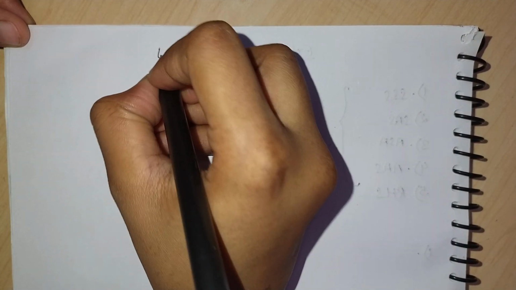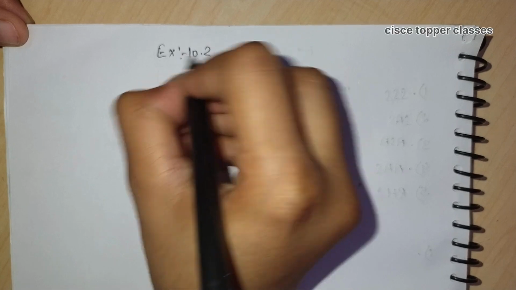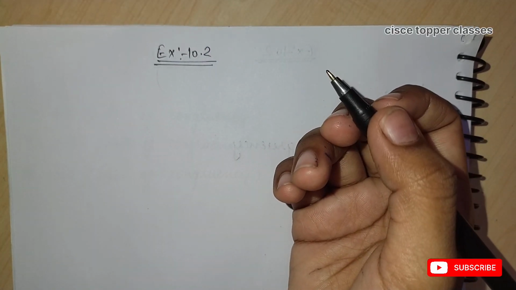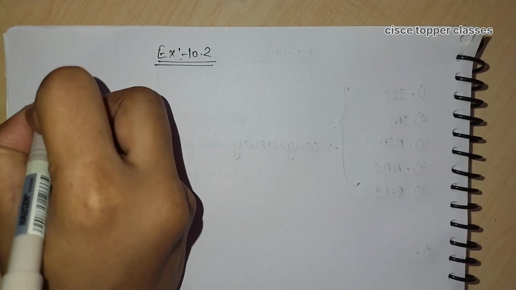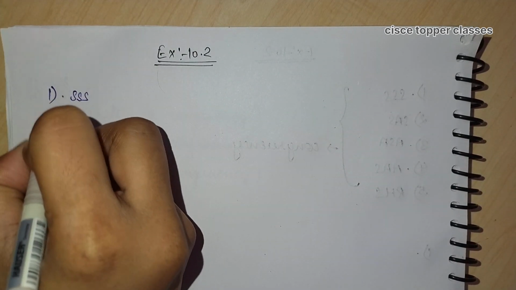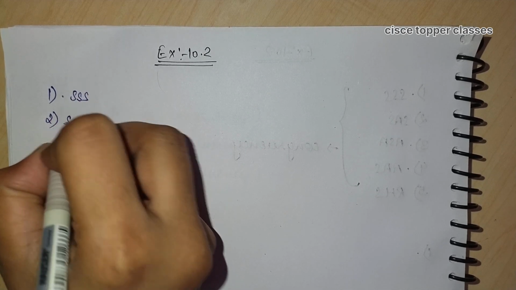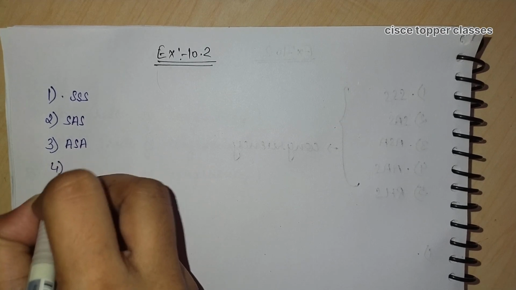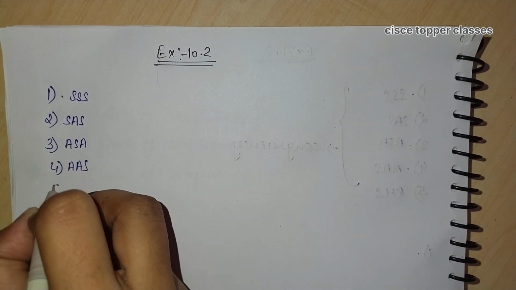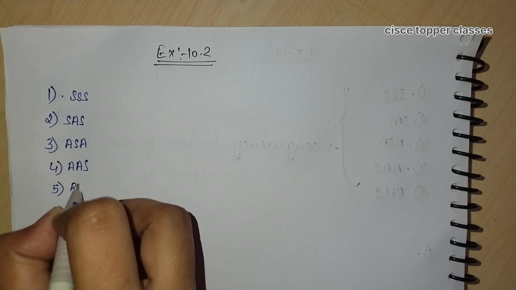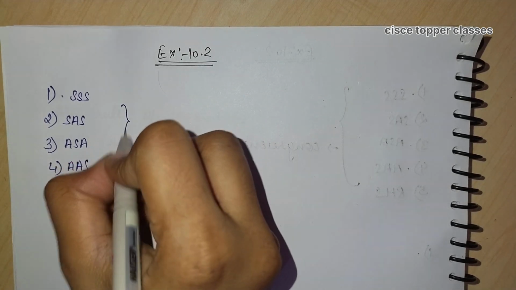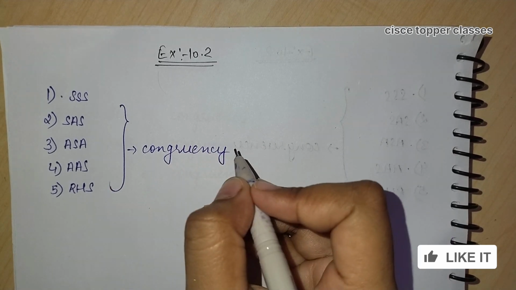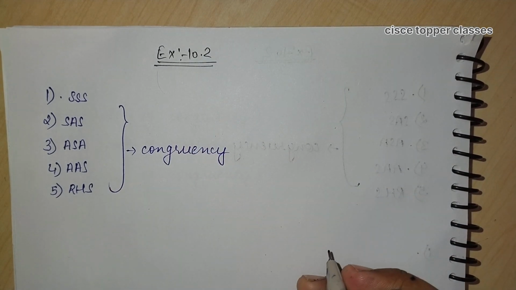Now let us solve exercise 10.2 here, in which I am going to use 5 rules of congruency to prove two triangles congruent. So firstly it is SSS, second is SAS, the side angle side rule of congruency, fourth is angle side congruency, fifth is right angle hypotenuse side congruency rule. So these are the 5 congruency rules to prove two triangles equal. So let us solve here the first question in this exercise.